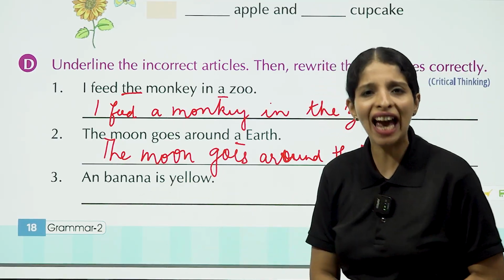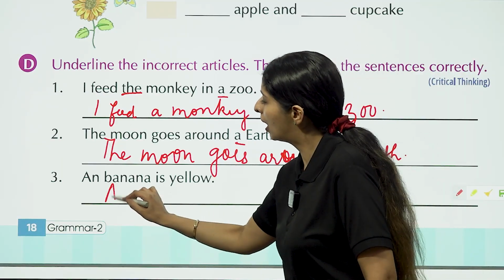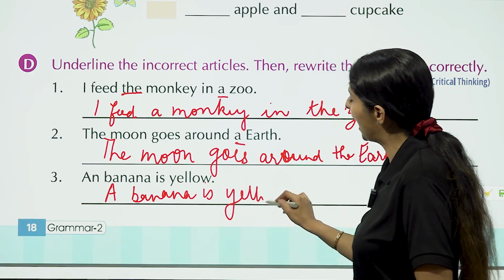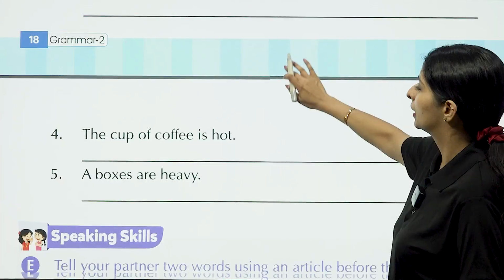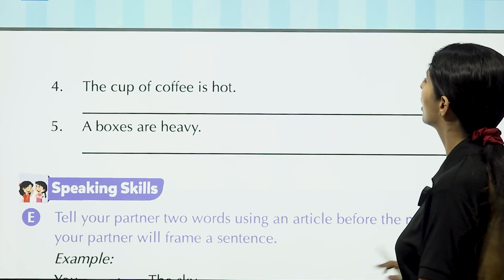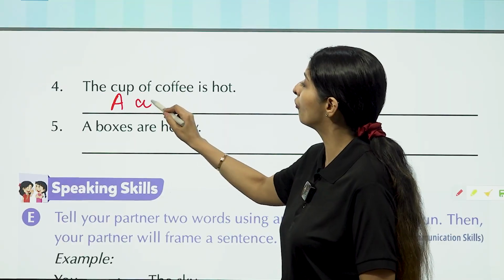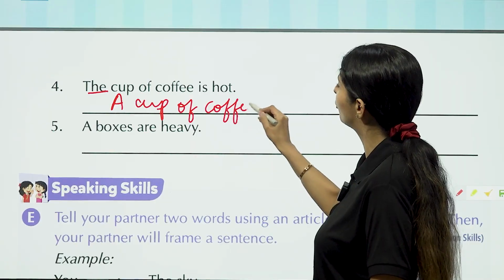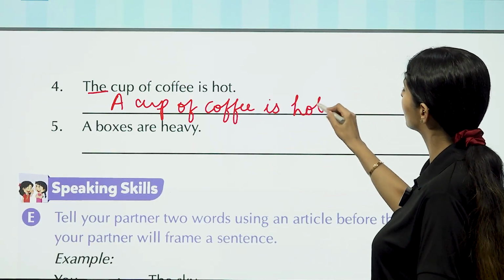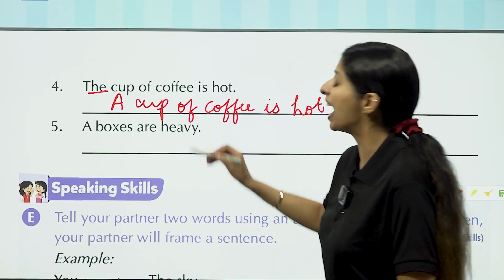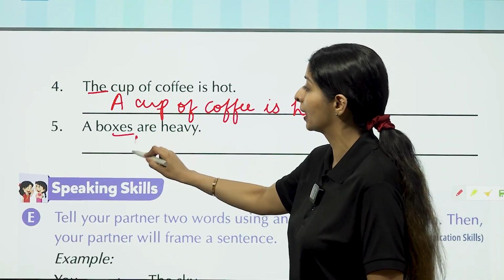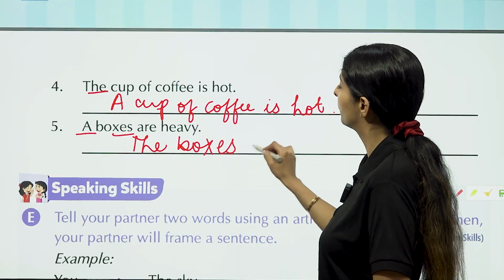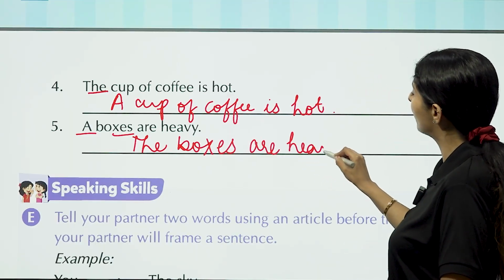And banana is yellow. And banana? No. A banana is yellow. Next, the cup of coffee is hot. A cup of coffee. So this is incorrect. A cup of coffee is hot. A boxes are heavy. Plural form. The boxes. So A is incorrect. The boxes are heavy.